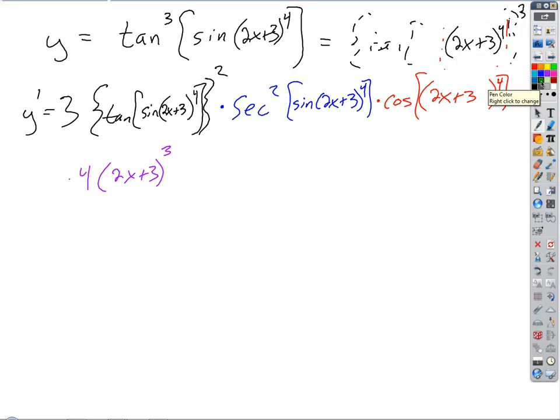And so finally, what's the derivative of the inside layer of the onion? 2.